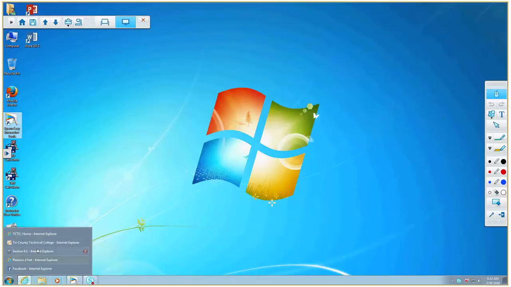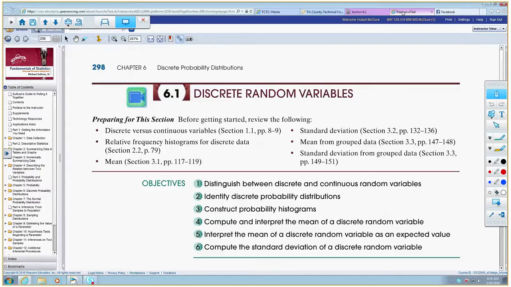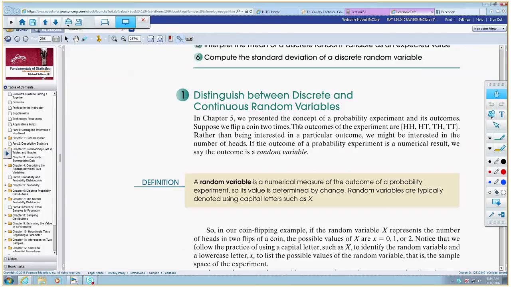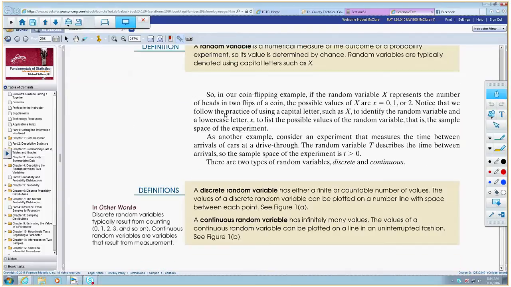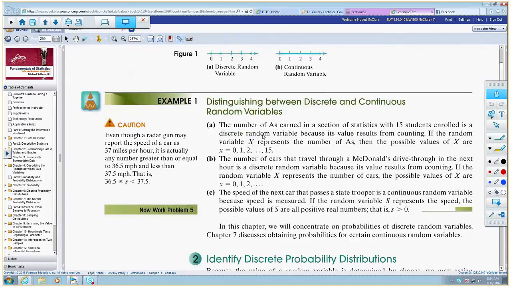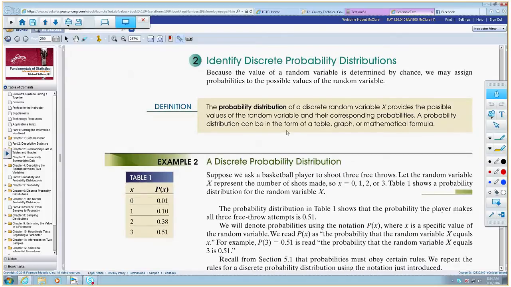All right, your book says 6.1, discrete random variables. We already talked about a random variable in the first unit, so I'm not going to worry about that. We talked about discrete probability distribution. We will do that.